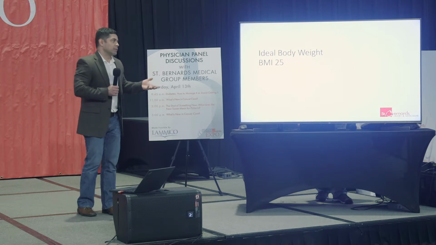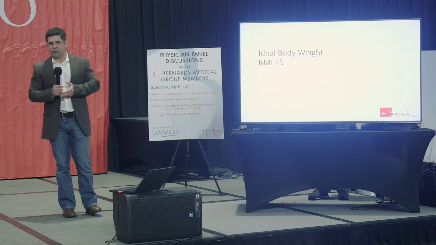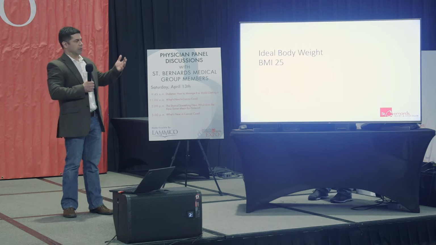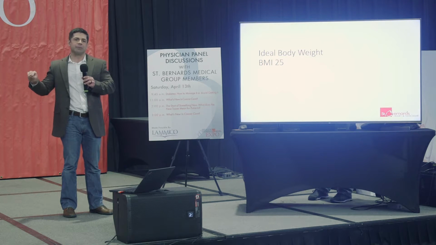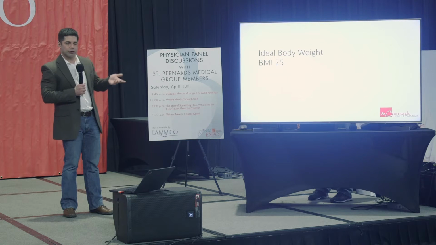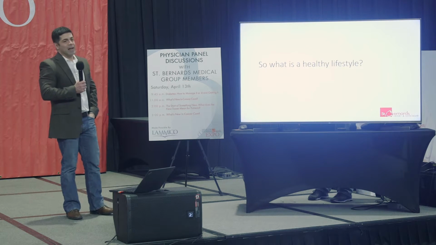So this is just a random number. Ideal body weight or BMI is 25. That's just a number. You could be highly muscular and have a BMI that is higher than that, but that's on a case-by-case basis. Generally speaking, this is what we shoot for. Go ahead. So what is a healthy lifestyle?